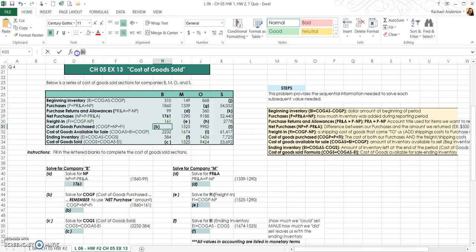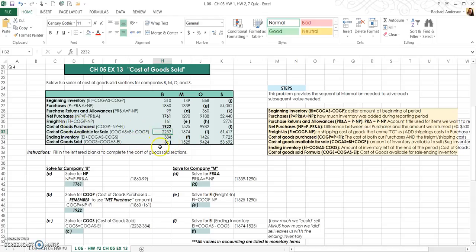We will find our cost of goods purchased by taking our net purchases. Remember to put your calculation sign of an equal sign in there so that it will compute. All right, we're taking our net purchases, which is right here, and we just figured that out. And then we're going to add our freight in expense of $161. This gives us $1,922 for our cost of goods purchased.